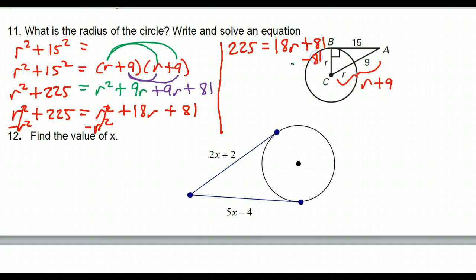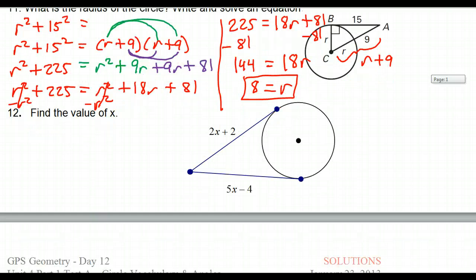Now I could subtract 81 from both sides. So that is 144 is equal to 18r. Time to divide by 18, and I get r is 8. So that is the radius of the circle.